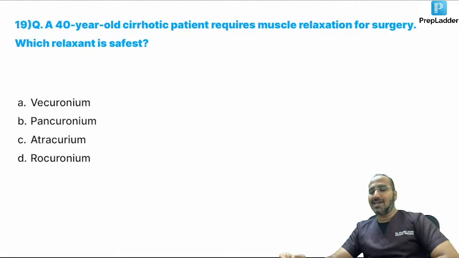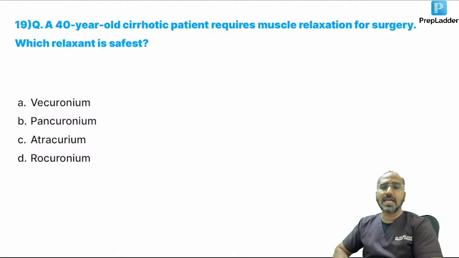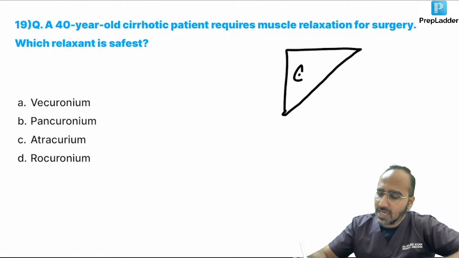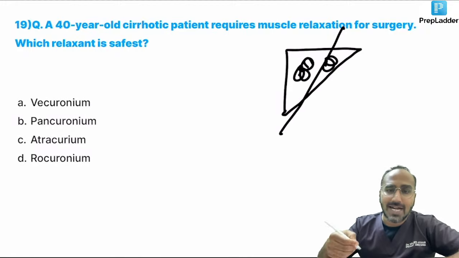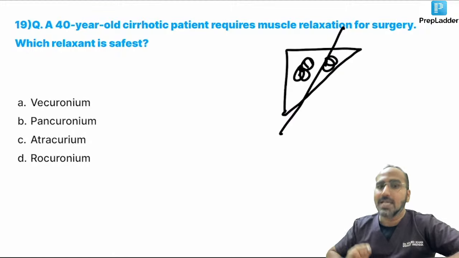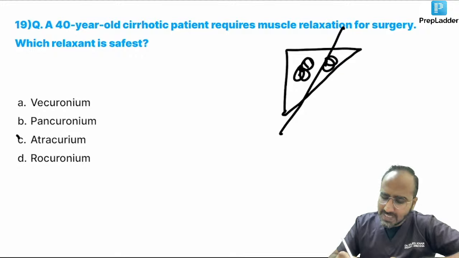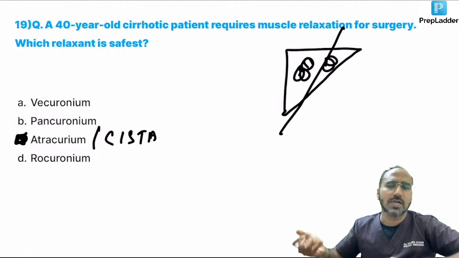A 40-year-old cirrhotic patient requires muscle relaxation for surgery. Which muscle relaxant is safest in this patient? Come on, guys. Which muscle relaxant can be safely given over here? If the patient is having cirrhosis of the liver, the problem is the liver, so you need to give a drug that bypasses the liver. Is there any muscle relaxant that bypasses the liver or undergoes magical metabolism called Hoffman degradation? That is only one muscle relaxant. Not one, two muscle relaxants. But over here, only one is given. That is called atracurium. Remember, atracurium and cis-atracurium undergo Hoffman degradation, bypass the liver, and can be safely given in cirrhotic patients.